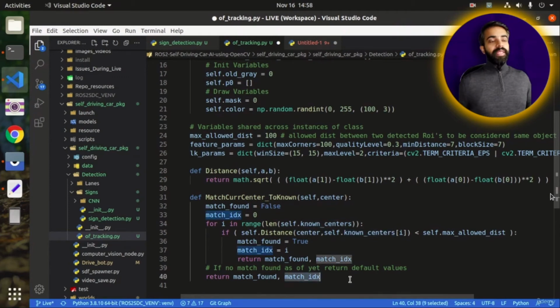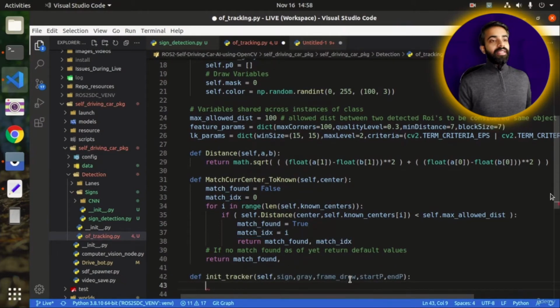Once we have several matches, then we can be confident that that particular detection is a valid detection. Then, once we have a valid detection or we have verified the detection, we can now define the function of initialize tracker. And the initialize tracker will only be called once we have a confirmed detection.